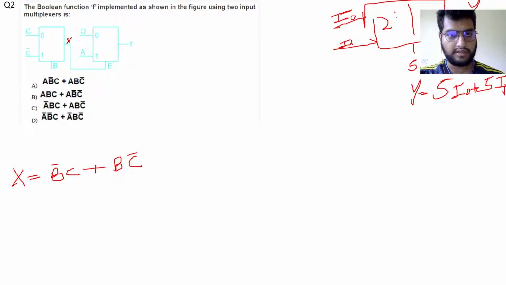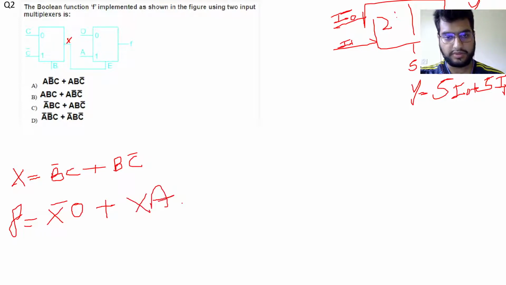Now this x is the select line of another 2-to-1 mux. So my f is equal to, they have termed it as e, we can call it x also. So f is simply equal to x bar times 0 plus x times a, which is simply x a.